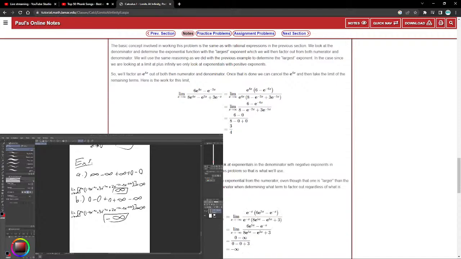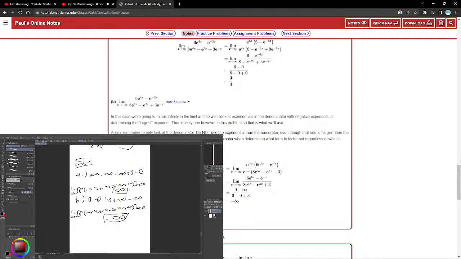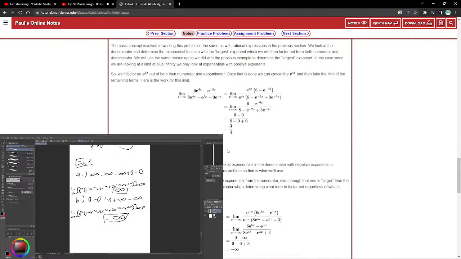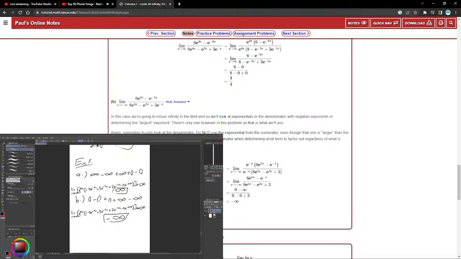Well, let's pull this up. Oh, they don't? Wait. Again, remember to only look at the denominator. Do not use the exponential form from the numerator, even though that one is larger, the exponential in the denominator. You always look at the denominator when determining what term to factor out, regardless of what is going on in the numerator. Oh, that's the problem I had earlier. Okay. But still, why do you factor out a negative x?